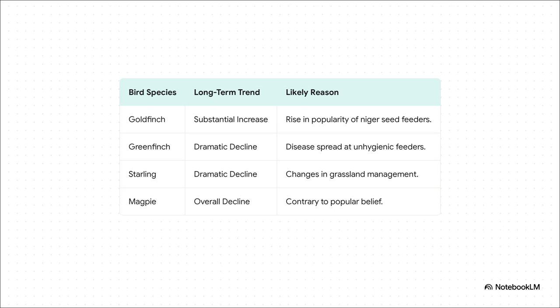Yeah, this data, it tells a fascinating story. A story of winners and losers, right in our own gardens. Take the goldfinch, for example. Its population saw this huge increase, and that's strongly linked to the rise in popularity of Niger seed feeders. A simple choice we all made created a winner. But on the flip side, you have the greenfinch, which saw a dramatic decline. Why? Well, it's linked to a disease that can spread really easily at unhygienic feeders. It's just a powerful, direct look at how our actions have real and sometimes completely unexpected consequences.